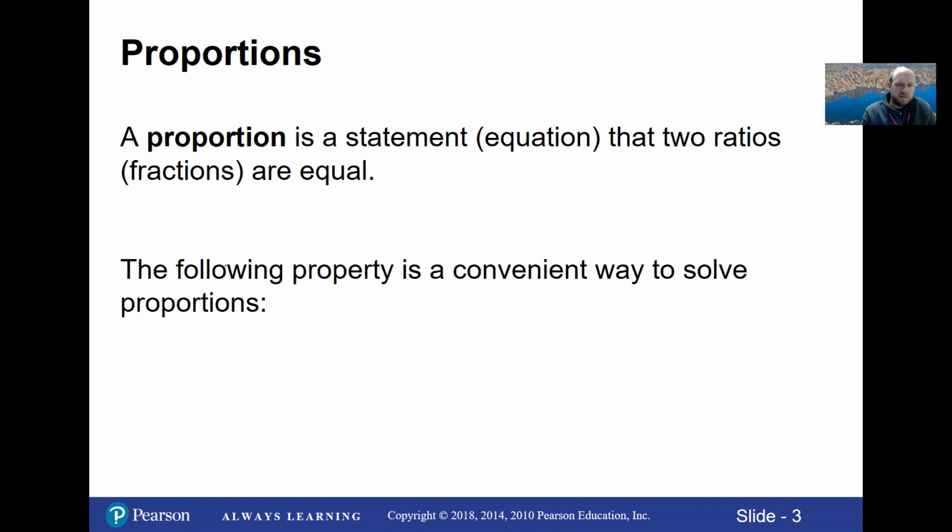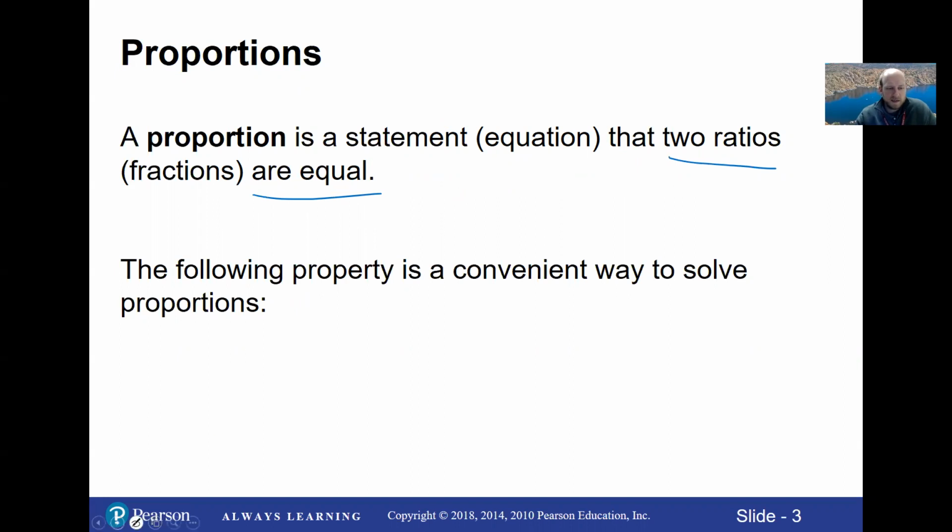So a proportion, what is it? Well, we kind of covered them last section in 7.6, but we're going to go into a little bit more detail this section. A proportion is a statement or an equation that two ratios or fractions are equal. So basically you can say two equal ratios.